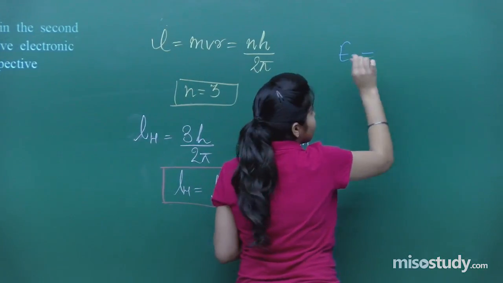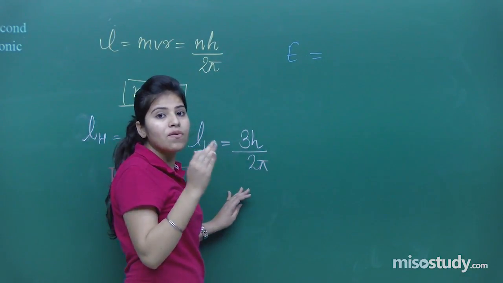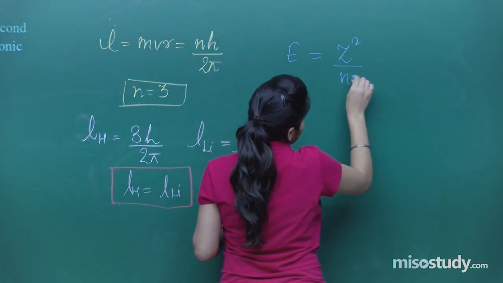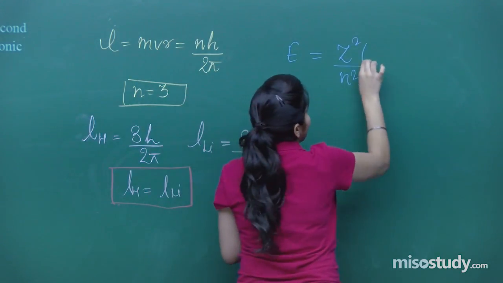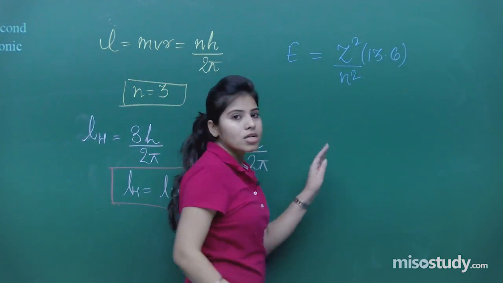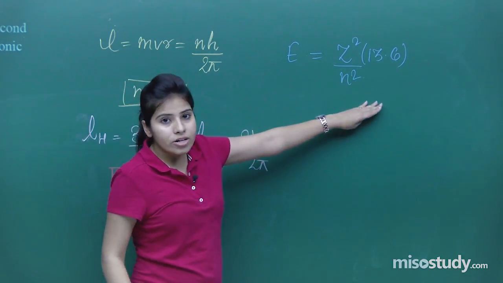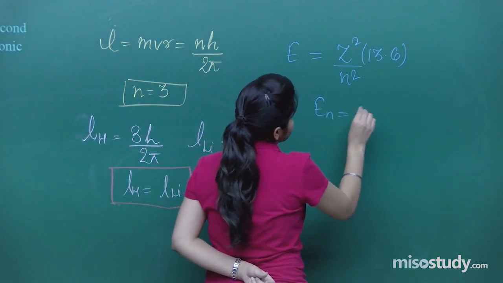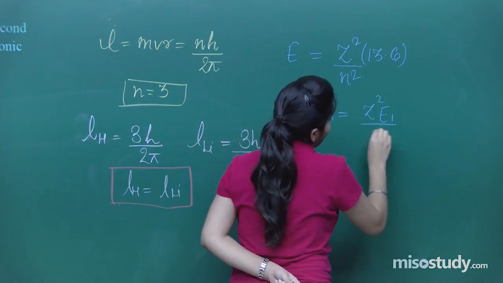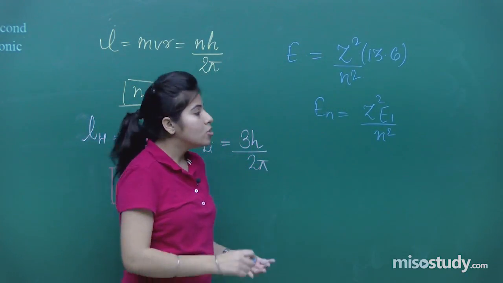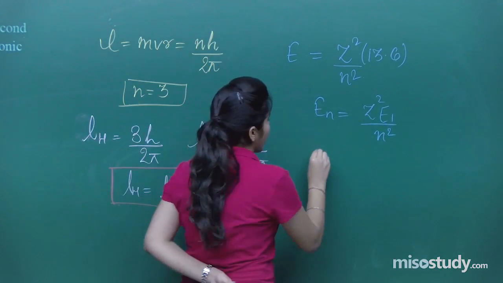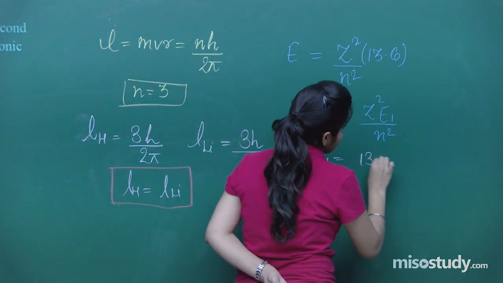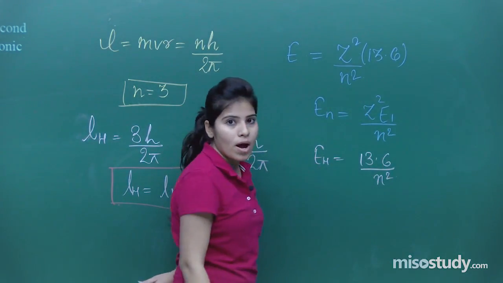We know that the energy of hydrogen-like atoms will be equal to Z square by N square, or you can write 13.6 as well. This will be the formula for the energy of any hydrogen-like atom, or you can write it as En equals Z square E1 by N square, right? So for hydrogen, Z is 1, so that will be 13.6 upon N square, right?